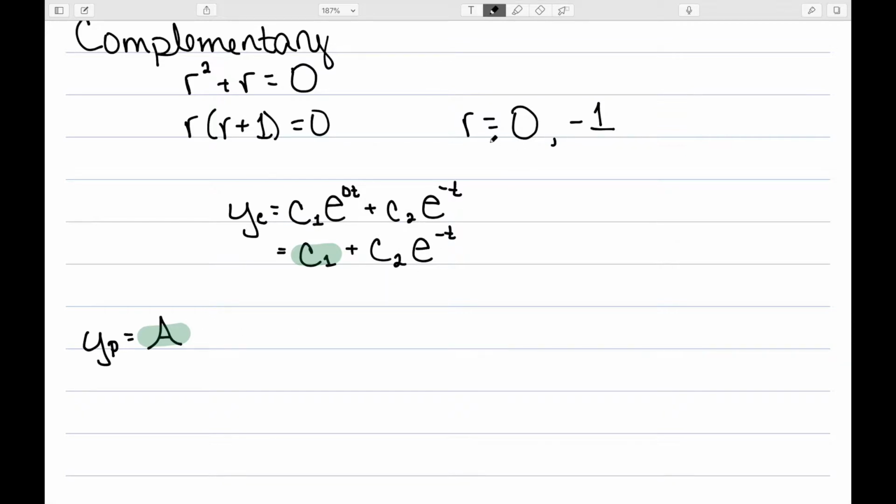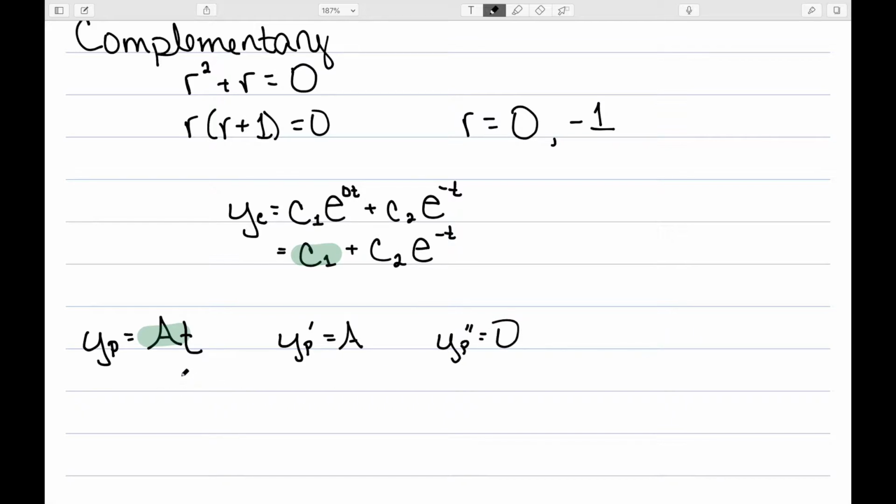So before, when I had a repeated root, I also had issues with independence, and my result was to multiply one of them by t, and that's what I'm going to do here. I'm going to make my particular solution at. Then y prime would be a, and y double prime would be 0.